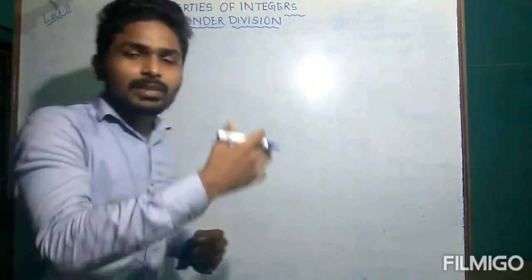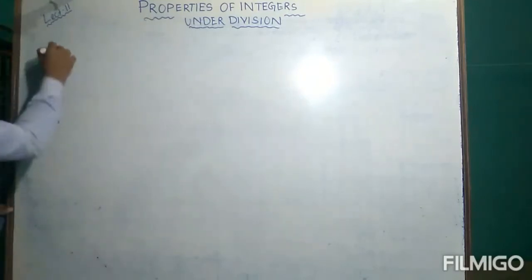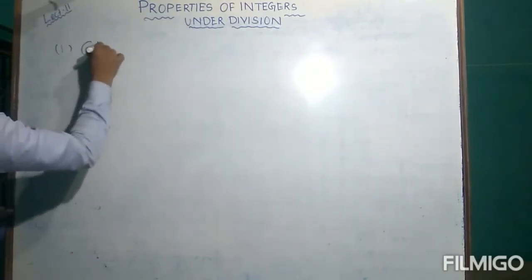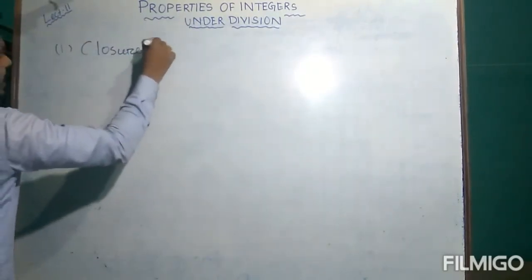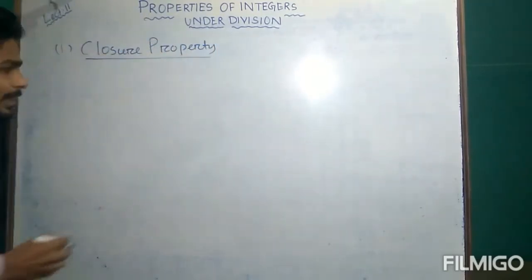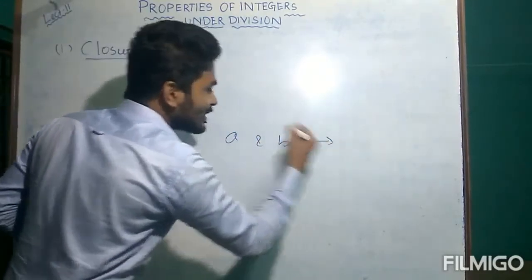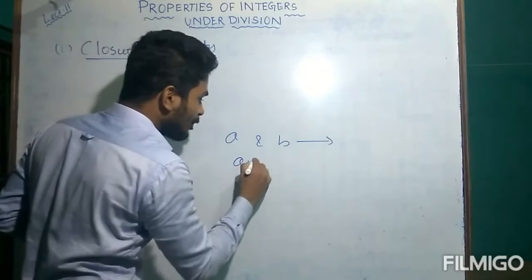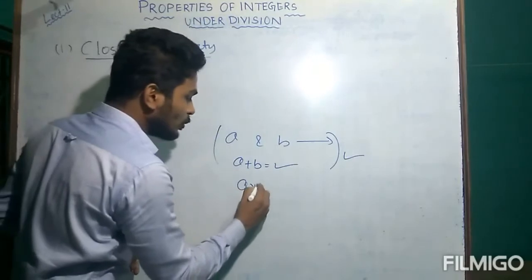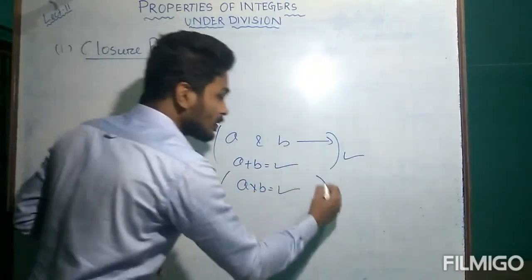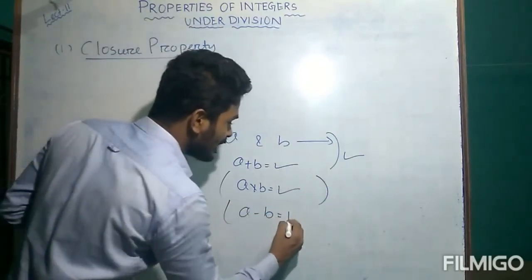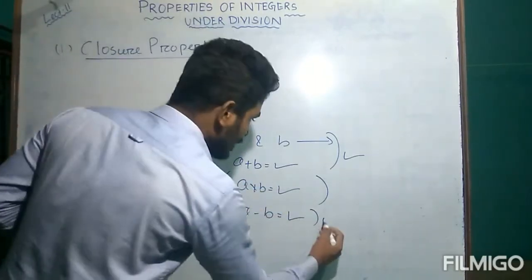Like addition, subtraction and multiplication, division also has three properties. What are the properties? The first property is closure property. So what is closure property? As I have told you, if A and B are two integers, then for closure property under addition, you have to prove whether A plus B is an integer or not. For closure property under multiplication, you have to prove whether A into B is an integer or not. Under subtraction, you have to prove whether A minus B is an integer or not.